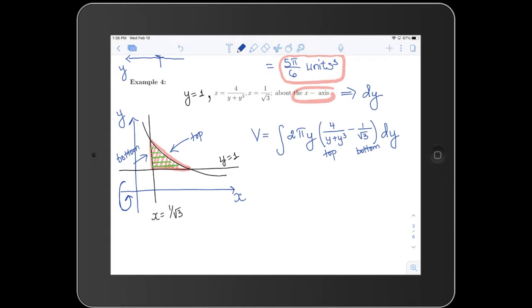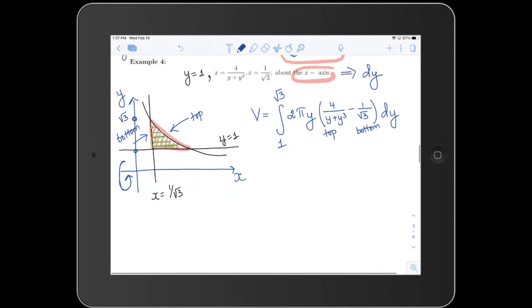You can go ahead and use Desmos to find these points now to find our limits, right? Our y is restricted for which values? The first one is 1, we know that much, and then this one is actually root 3. So root 3 goes up here. We go from 1 to root 3, 2 pi y times the top minus the bottom. Yes, that's the setup. The setup is done.